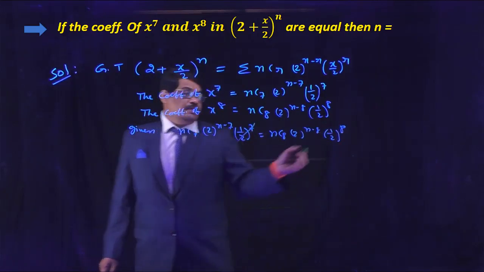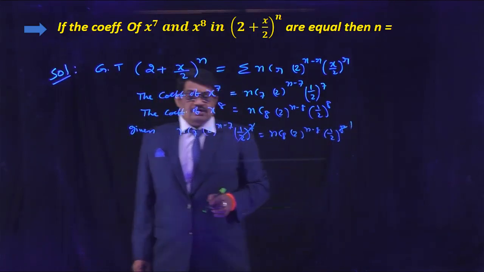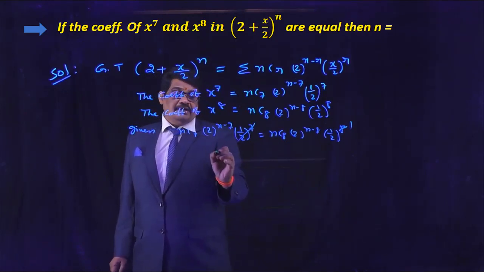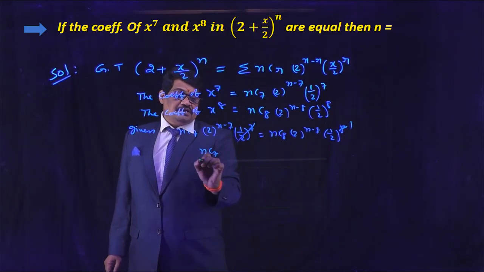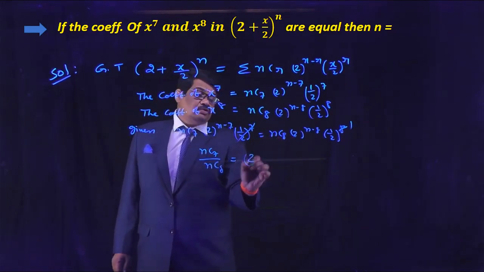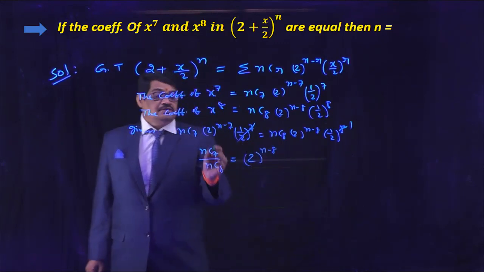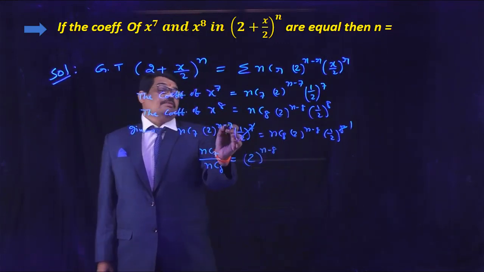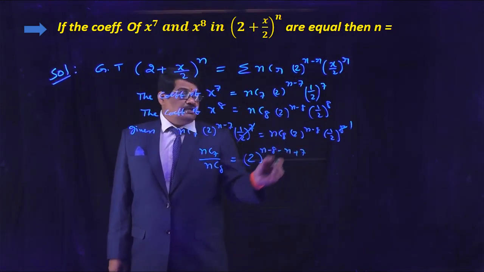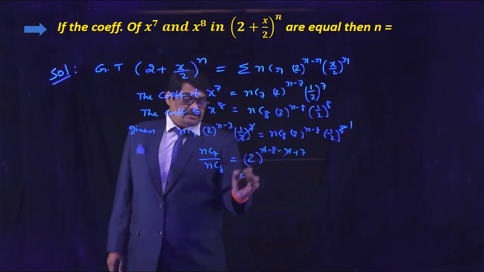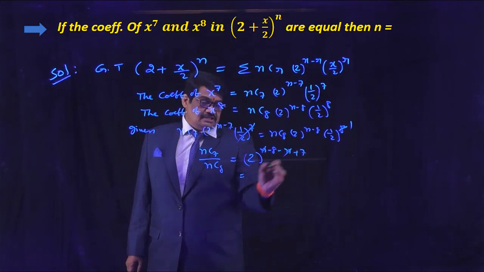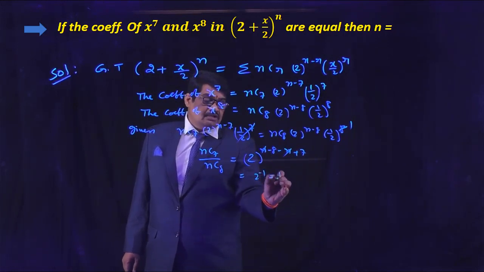Okay, this will be cancelled. We are getting here 1. Now here, we have taken nC7 by nC8 is equal to 2 to the power of n minus 8 over 2 to the power of n minus 7. Moving to that side, this is minus n plus 7. This plus n and minus n will be cancelled. That is minus 8 plus 7, that is 2 to the power minus 1, that is 1 by 2.